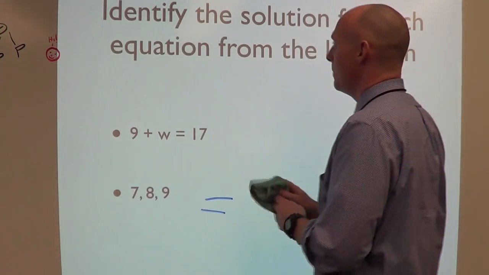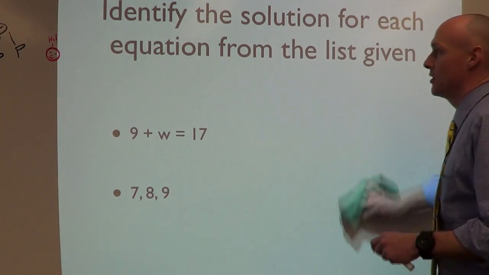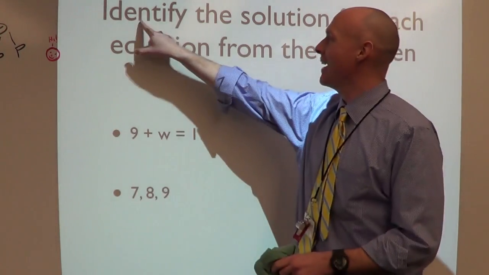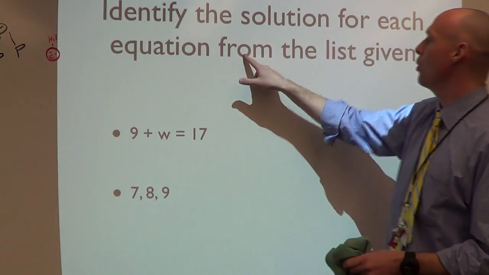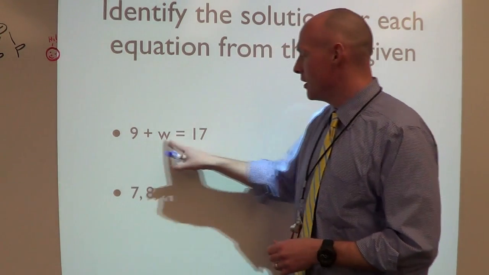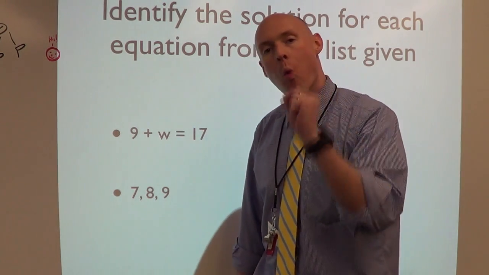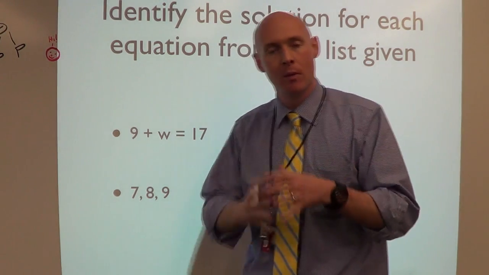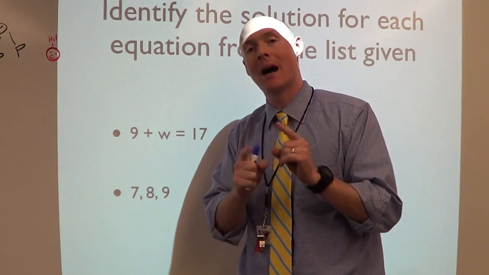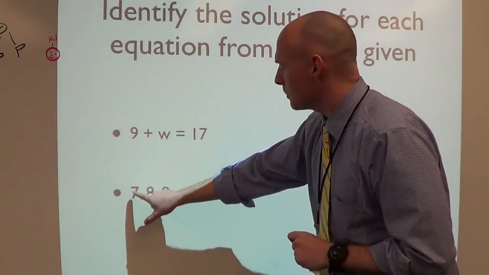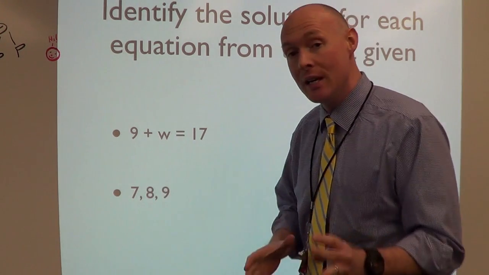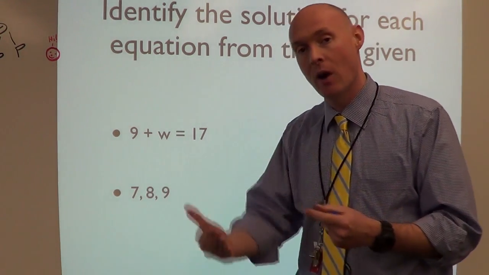Typically you're going to be given an equation like this: 9 plus w equals 17. And our directions say, identify the solution for each equation from the list given. So our goal is to look at this equation and figure out what the variable represents. Remember, a variable could represent any number, but in this certain equation, it can only be one possible solution. So let's look. We have three choices, 7, 8, or 9. W is going to equal one of those, and our job is to figure out which one.